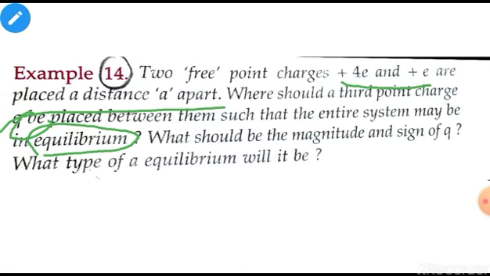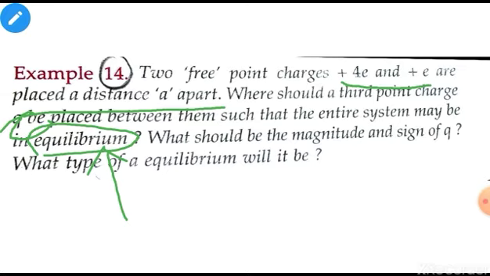You have to focus on this keyword here, equilibrium, and what should be the magnitude and the sign of q, and what type of equilibrium will it be? So the question is, we have to find the location of the point where we should place this newcomer charge q so that the entire system will be in equilibrium.